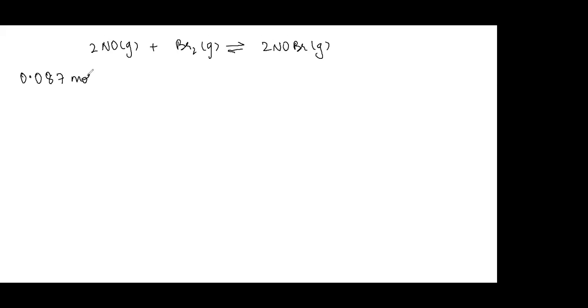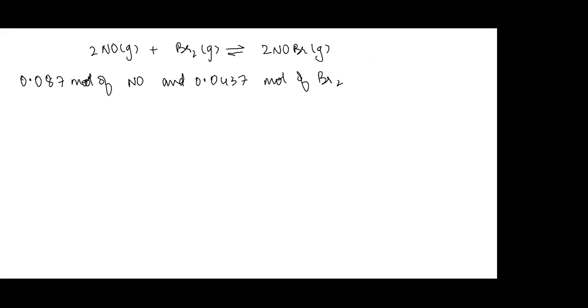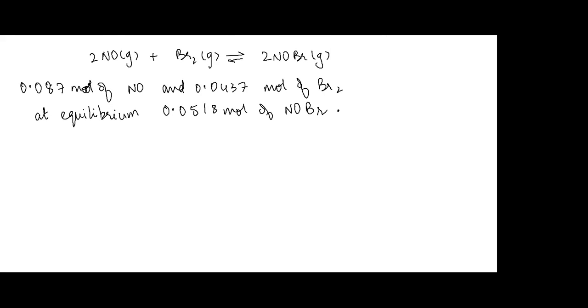So you take 0.087 mole of NO and 0.0437 mole of Br2. They're mixed in a closed container at constant temperature. At equilibrium, you see that you've got 0.0518 mole of NOBr. Then, what are the compositions in the equilibrium mixture?